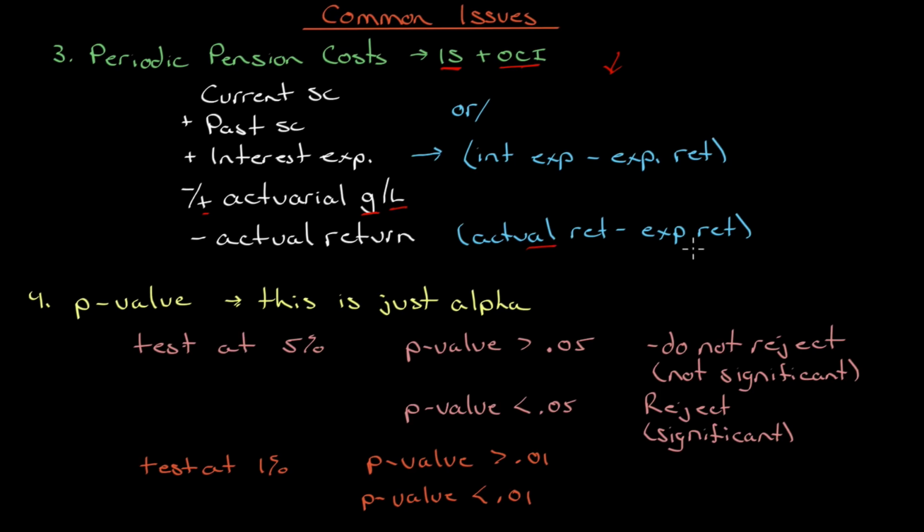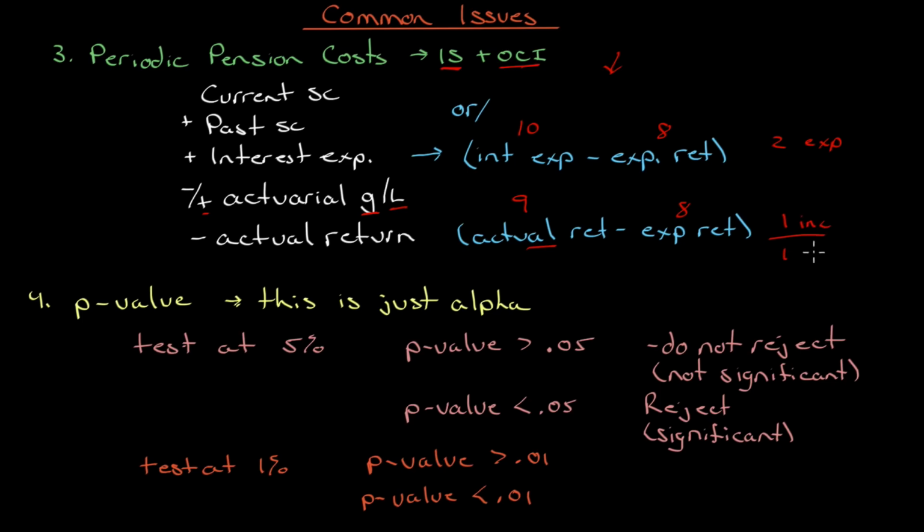Now let me prove to you that this is the exact same thing. Let's say our interest expense was 10 and our expected return was 8. So our expected return is 8 down here, and let's say our actual return was 9. Well, what do we have here? We have interest expense of 10 minus expected return of 8, so we have an expense of 2. Here we have an actual return of 9 minus an expected return of 8. We did better, which means we have 1 of income.